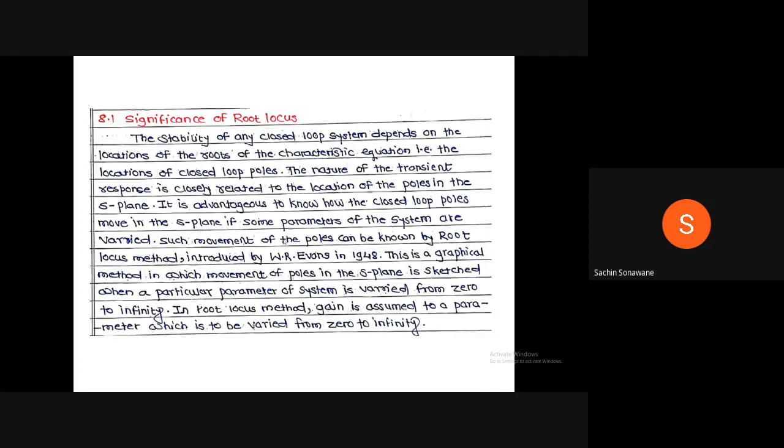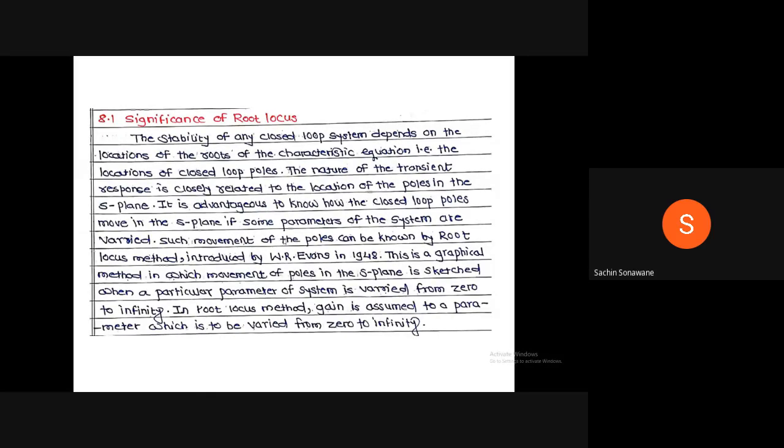Now, significance of root locus. The stability of any closed loop system depends on the locations of the roots of the characteristic equation, that is, the location of closed loop poles. The nature of the transient response is closely related to the location of the poles in the S-plane.